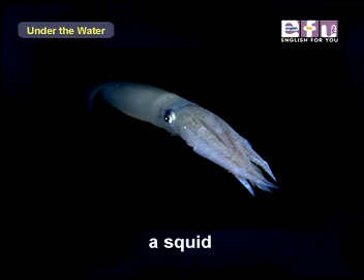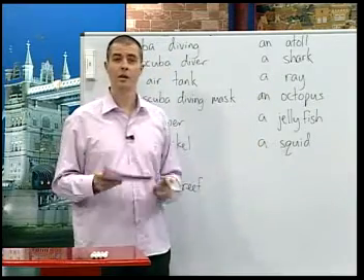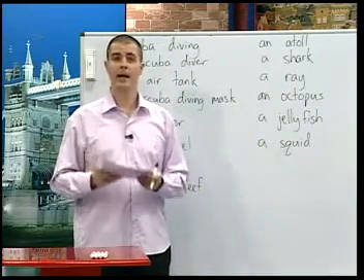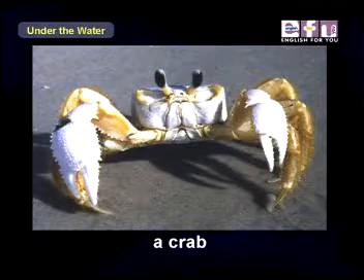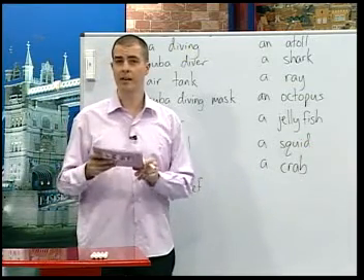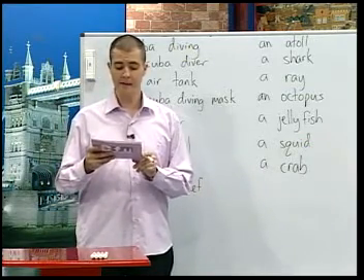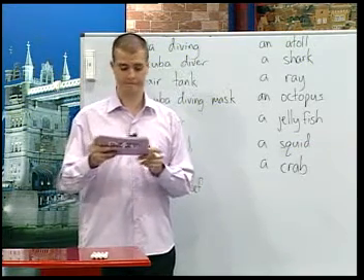A squid. A squid is a sea creature with a long body and long arms around its mouth. It has 8 arms. A crab. A crab is a sea creature whose body is covered with a shell and has 5 legs on each side with 2 large claws in the front.